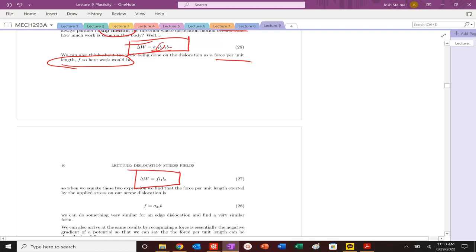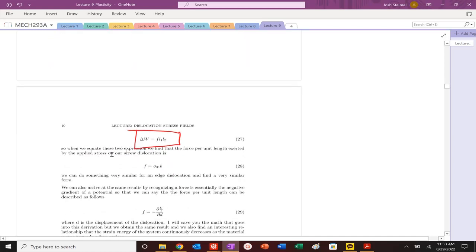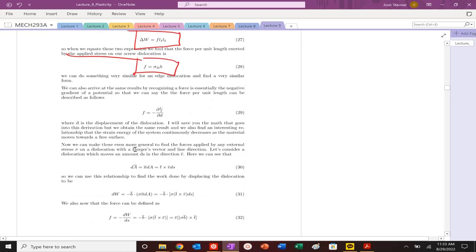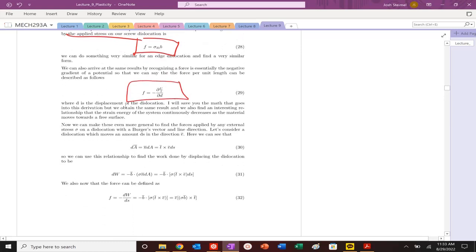So we could define a value F, and you can see that definition here. You could also rewrite F in terms of sigma 3,1 times b. And that is our force per length of our dislocation. You can basically define it as such.